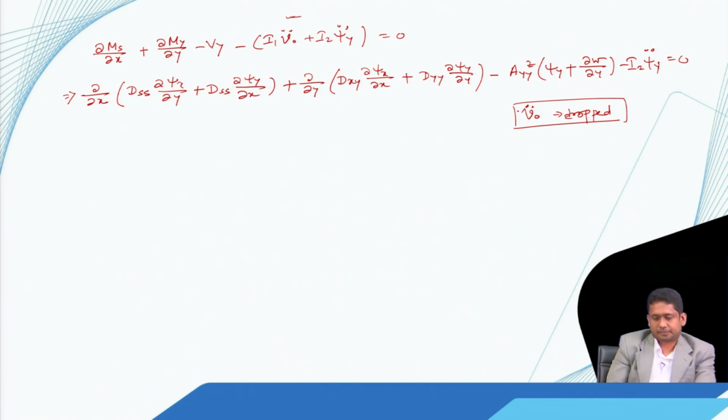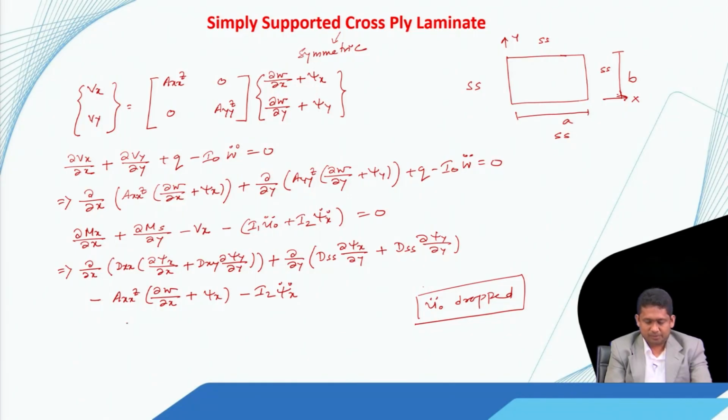Now, this is a second order differential equation. Finally, this term becomes Dss into del 2 psi x by del x del y. This becomes Dss into del 2 psi y by del x 2, and so on. And similarly here also. So, all these terms which come from the material properties, Dxx, Dss, Axz, and all these constants from the ABD matrices, are independent of x y. So, finally, they come out, and we can rewrite the equation.